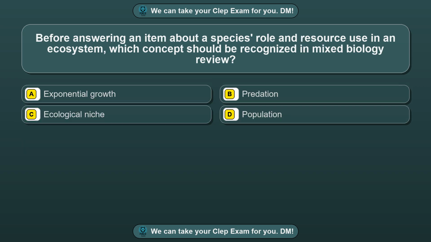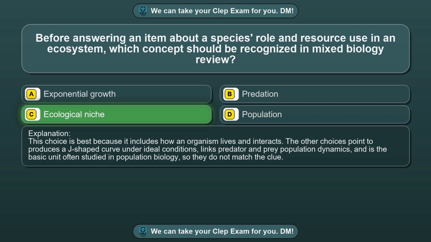Question 39. Before answering an item about a species' role and resource use in an ecosystem, which concept should be recognized in mixed biology review? Option A, exponential growth. Option B, predation. Option C, ecological niche. Option D, population. The correct answer is option C, ecological niche. This choice is best because it includes how an organism lives and interacts. The other choices point to produce as a J-shaped curve under ideal conditions, links predator and prey population dynamics, and is the basic unit often studied in population biology, so they do not match the clue.